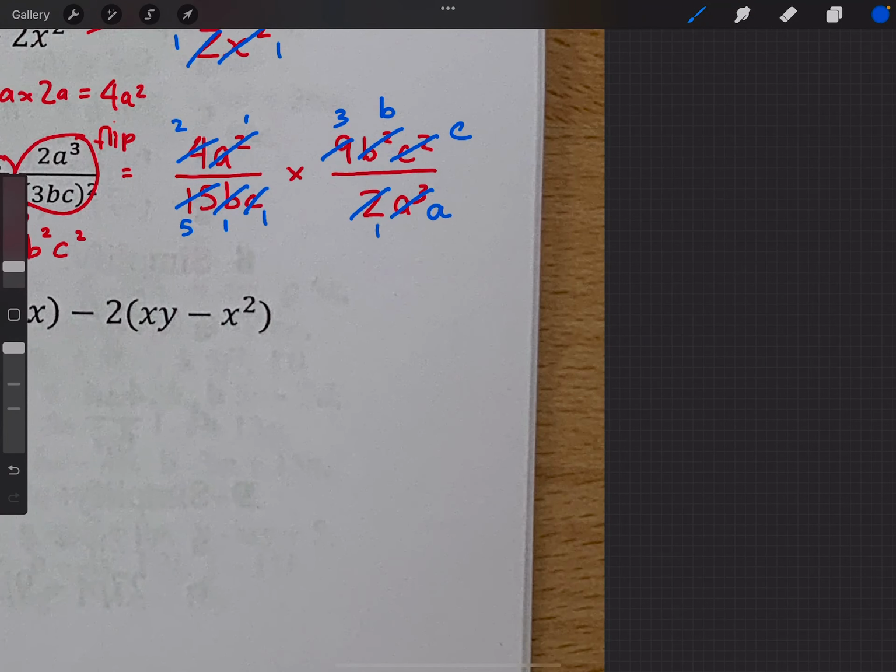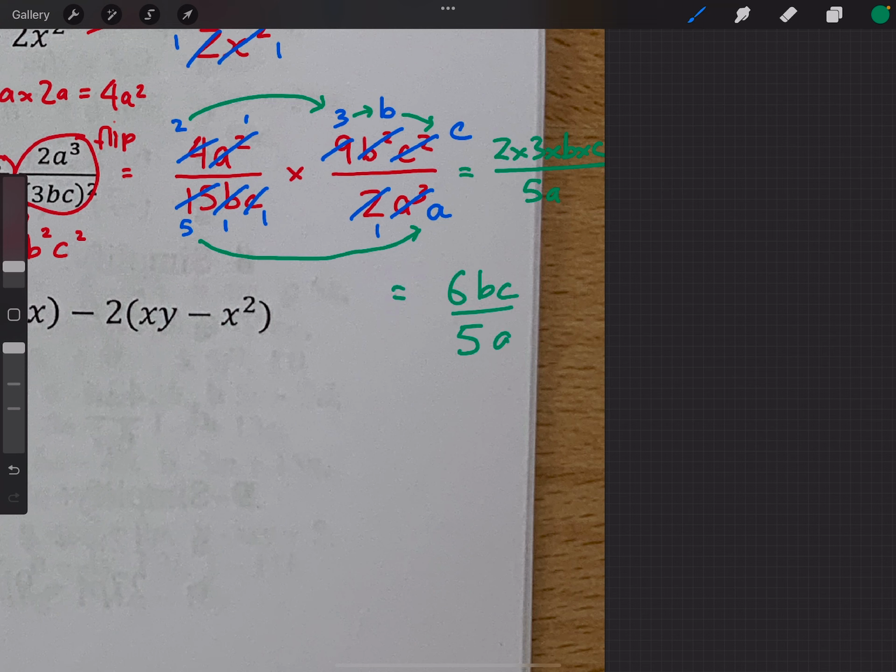So, what do I have? Let's see. I've got 2 times 3 times b times c. And the bottom one is 5 times a. So the answer is 2 times 3 times b times c, and the bottom one is 5 times a. So the answer is 6bc over 5a.